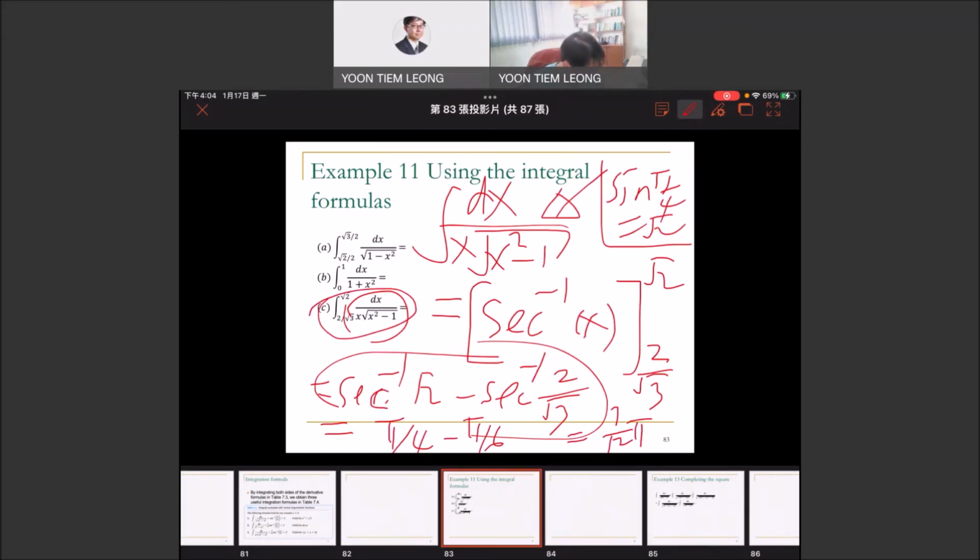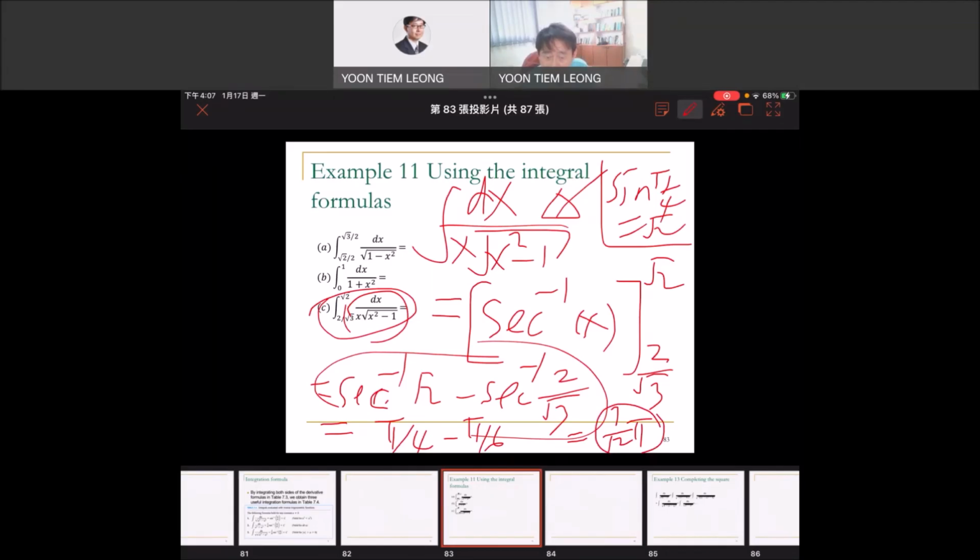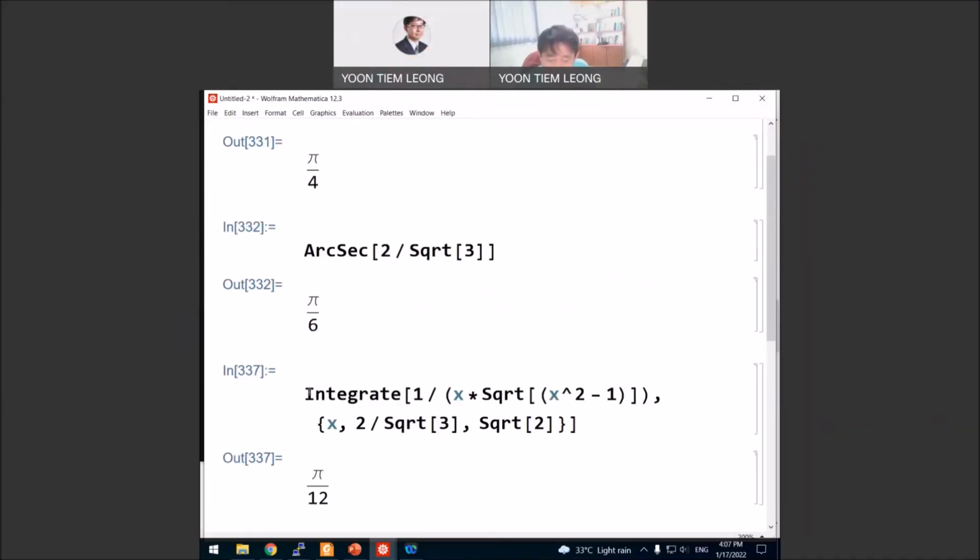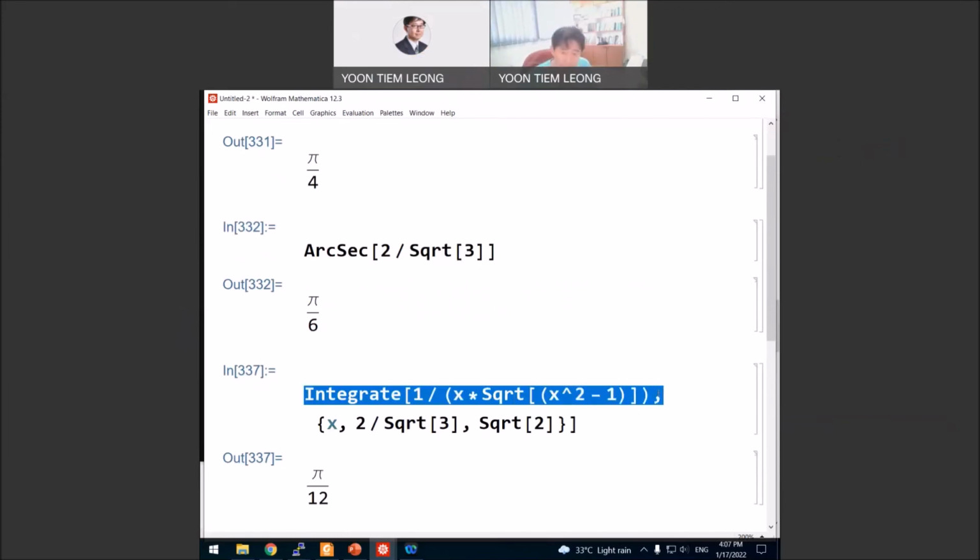So I think the answer here is 1 over 12 of pi. So again, we can do a better job by checking the answer for these calculations using mathematics. Okay, here I am going to share my screen on my Mathematica. So I think you can see my shared screen now. I'm showing you my Mathematica screen, which is to integrate these functions that I want to integrate.